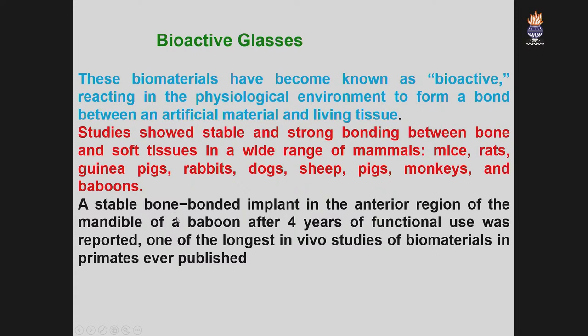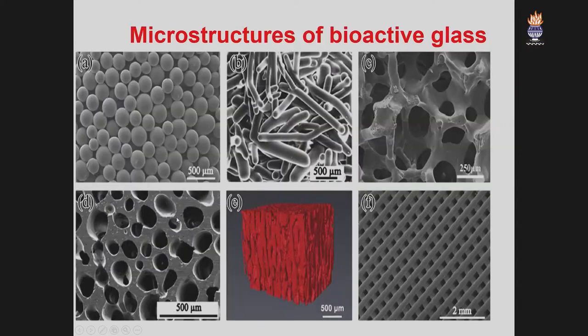A stable, bone-bonded implant in the anterior region of the mandible of a baboon after four years of functional use was reported, one of the longest in vivo studies of biomaterials in primates to be published. Nowadays there is a lot of research going on in this field. And this is the microstructure of bioactive glasses.